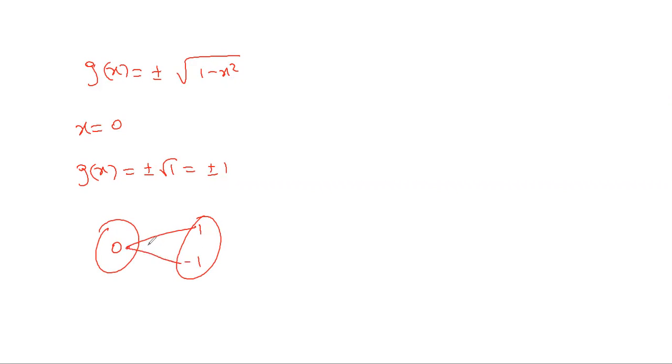right? So I can't give a definition of a function like this. They told that g is a function, so writing g of x like this is not allowed. When I write individually g of x is equal to root of 1 minus x square, this is a function individually. And when I write g of x equal to minus root of 1 minus x square, this is also a function individually.